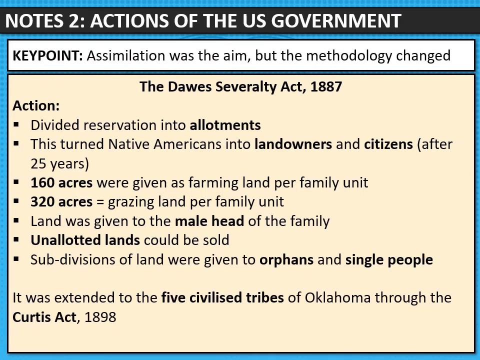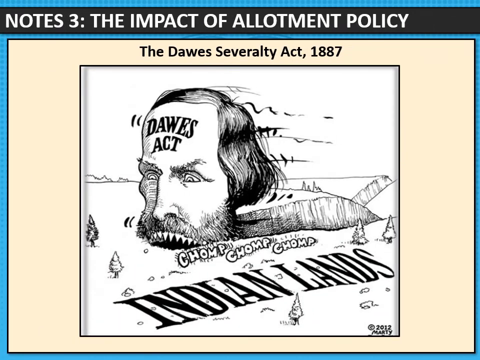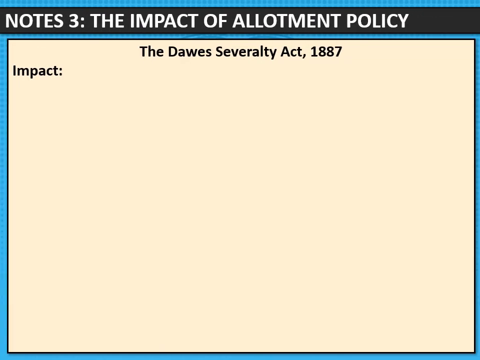This was then extended to the five civilized tribes of Oklahoma through the Curtis Act in 1898. One of the key impacts of this act is that now Native American lands are going to be gobbled up by white settlers. Let's talk about the impact of the Dawes Act in more detail. The Dawes Act had some severe impacts on Native American tribes, therefore.